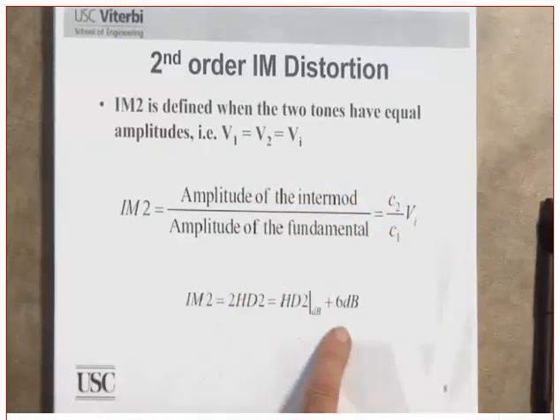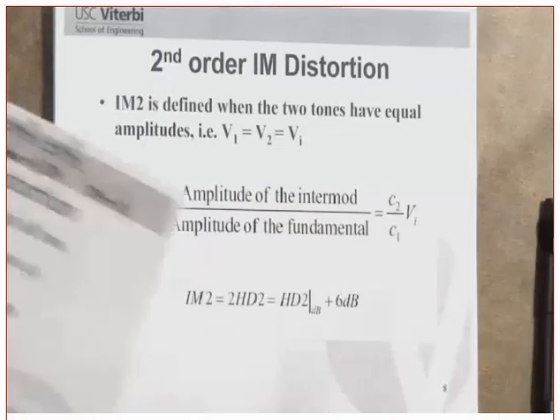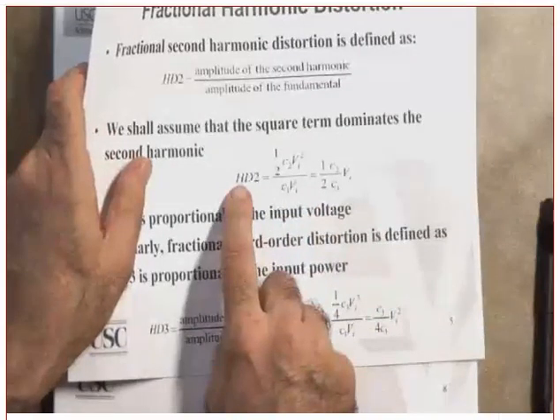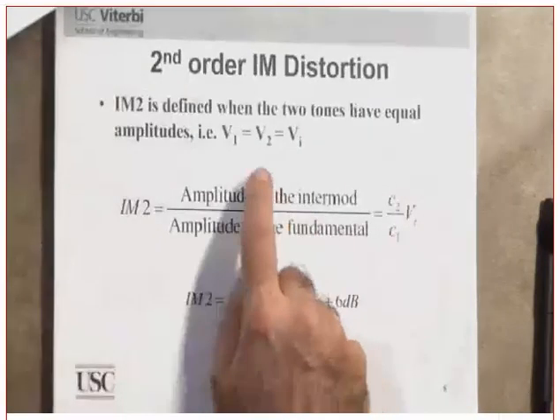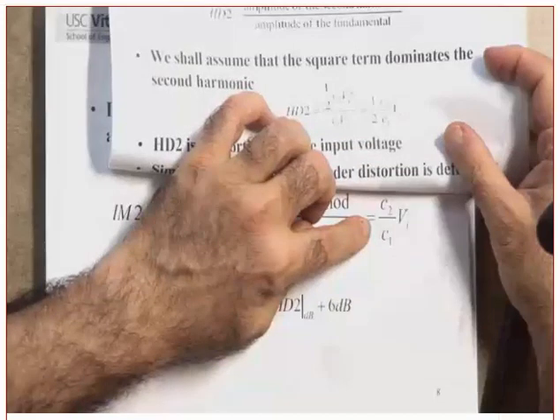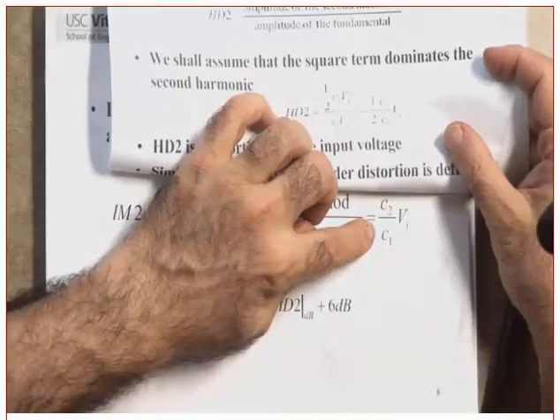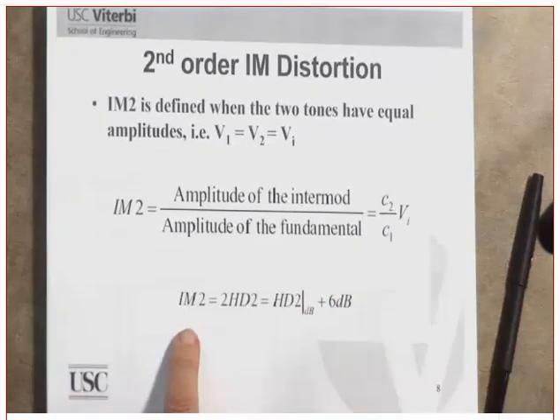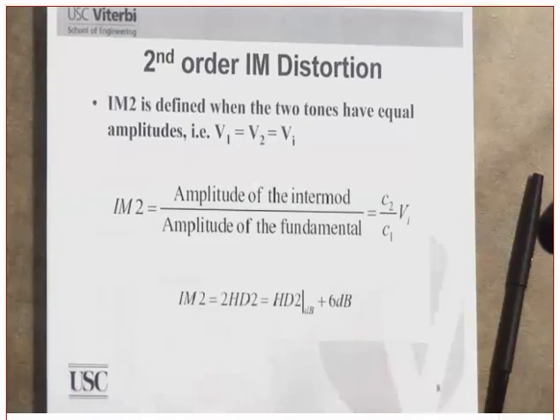Now, I want you to tell me where this came from. Look at this equation. You see the second harmonic distortion? It was this. Third order intermodulation is this. Which one is higher, and by a factor of what? 2. In dB, where did the 6 come from? It's 20 log, not 10 log. So the second order intermodulation distortion is 6 dB above the second harmonic distortion.